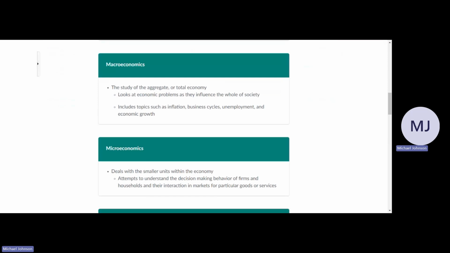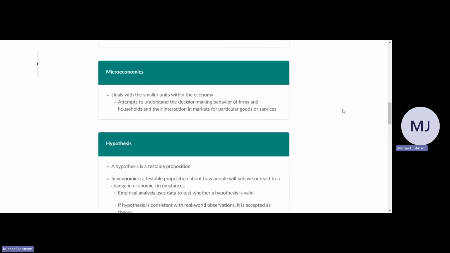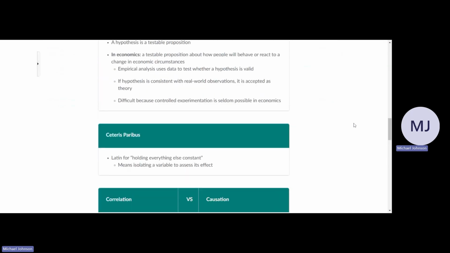So macroeconomics is the study of the aggregate or total economy. It looks at economic problems as they influence the whole economy, and includes topics such as inflation, business cycles, unemployment, and economic growth. Microeconomics deals with smaller units within the economy. It attempts to understand the decision-making behavior of firms and households and their interaction in markets for particular goods and services.